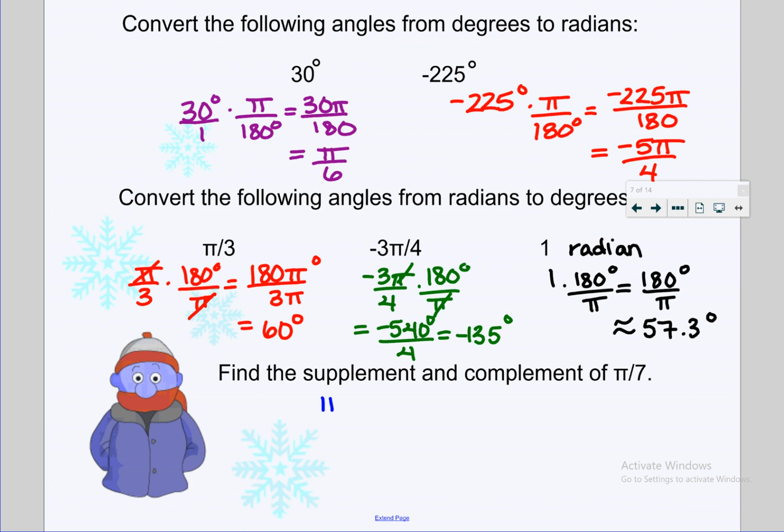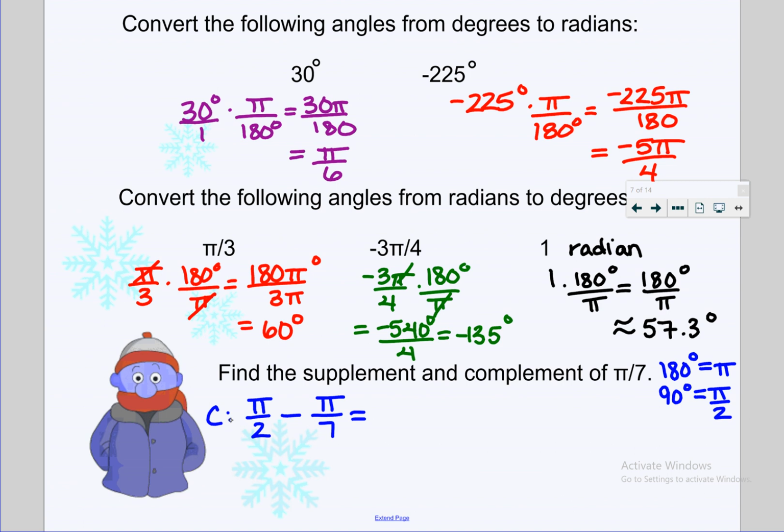Okay, so pi over 7, I want to find its complement. Its complement needs to add to how many degrees? 90. Okay, if 180 degrees is pi radians, what do you think 90 degrees is? Half of that, pi over 2 radians. And we're going to see that value on our unit circle coming up pretty soon, okay? All right, so all I need to do is take pi over 2, which is equivalent to 90 degrees, and subtract pi over 7. And that's going to tell me what the complement is.